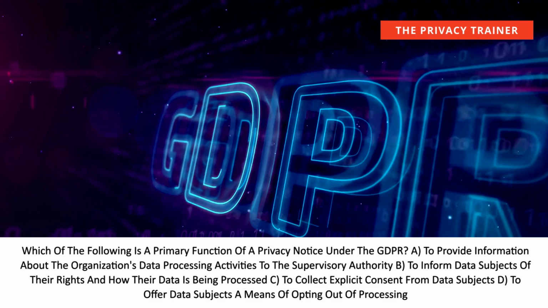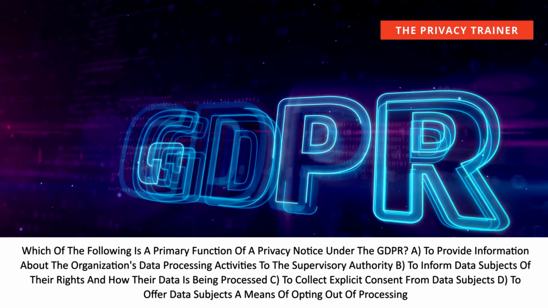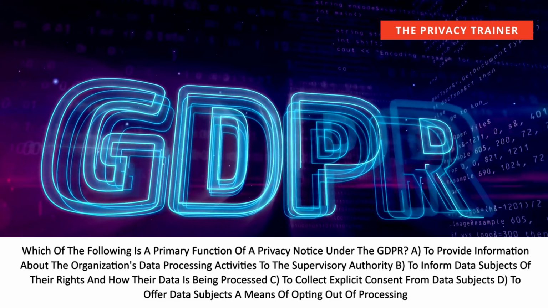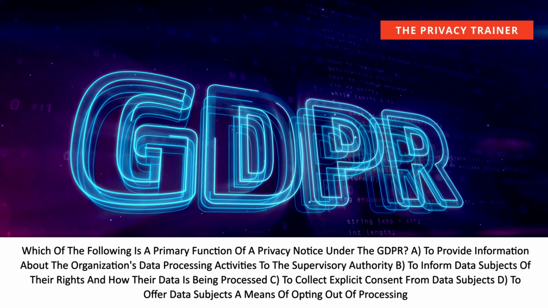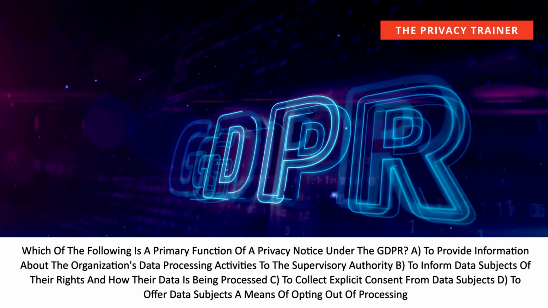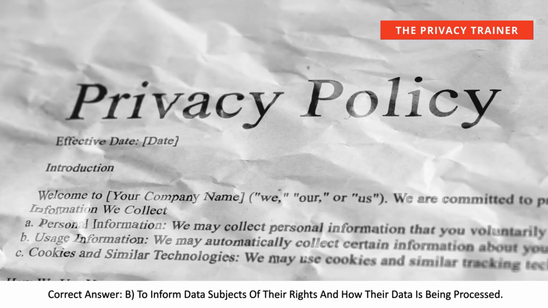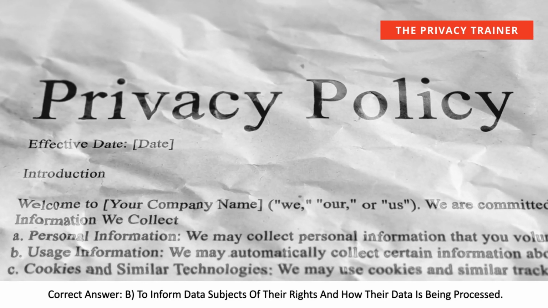Which of the following is a primary function of a privacy notice under the GDPR? A. To provide information about the organization's data processing activities to the supervisory authority. B. To inform data subjects of their rights and how the data is being processed. C. To collect explicit consent from data subjects. D. To offer data subjects a means of opting out of processing. Correct answer: B. To inform data subjects of their rights and how the data is being processed.